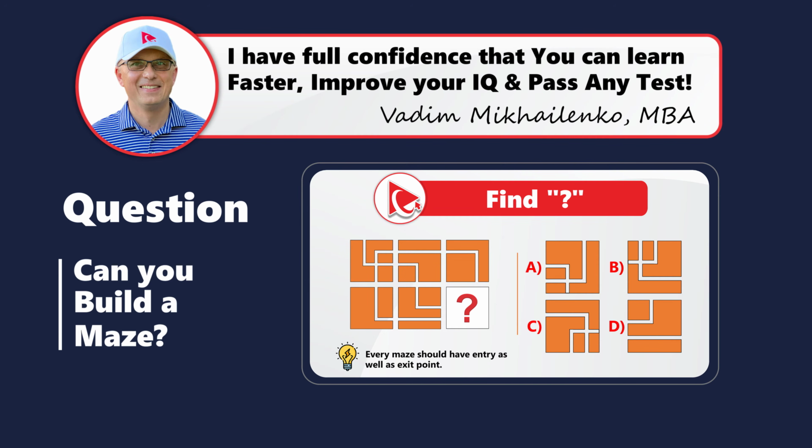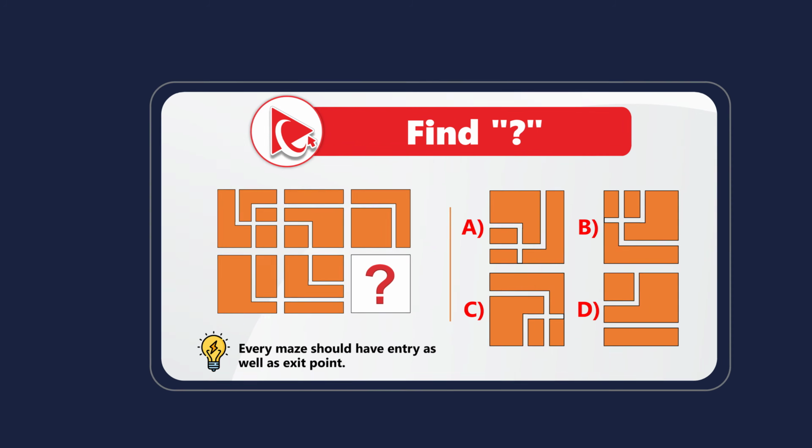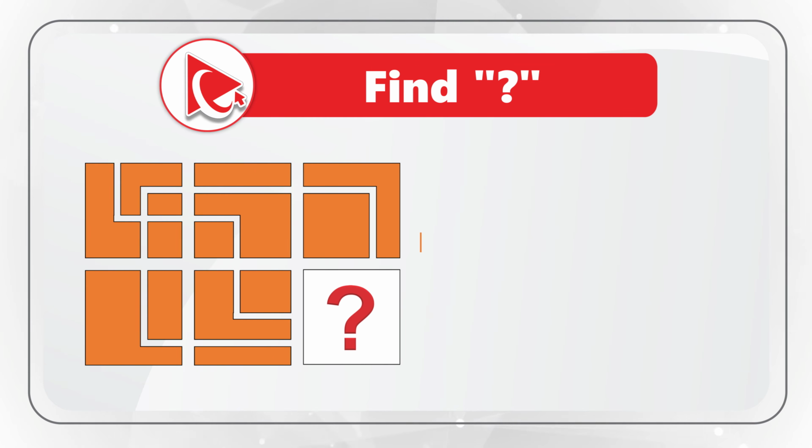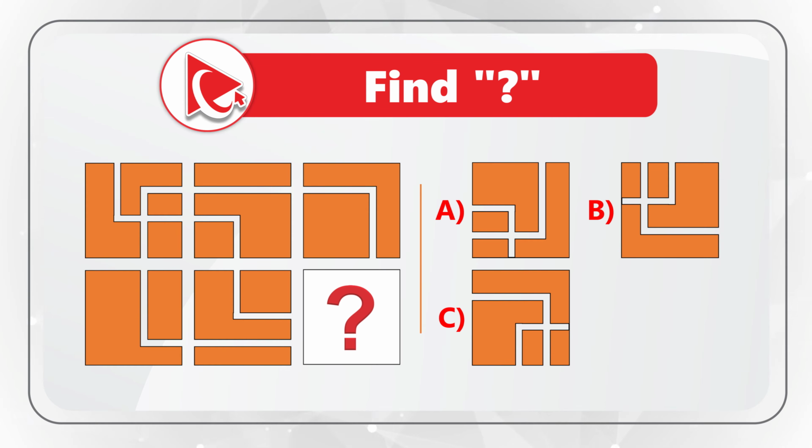And now I have a surprise question for you. You're presented with a maze, which misses one section. You need to complete the maze by selecting 1 out of 4 possible choices. Choices A, B, C, and D. Take a close look to see if you can find the missing piece.